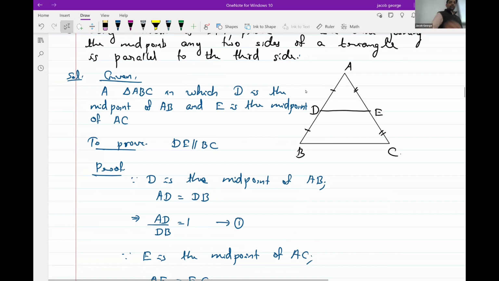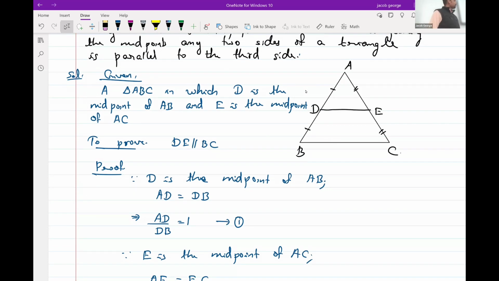So please draw the diagram. Done. Okay. ABC is a triangle.